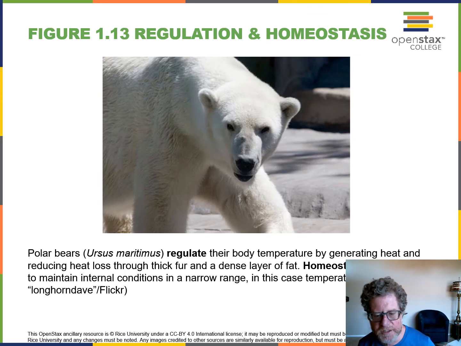Regulation and homeostasis are closely related. So homeostasis is just having processes in balance. And the way living things get processes in balance is by regulation. So there are many things that are regulated in your body, your blood sugar, your pH. In this case, the illustration is temperature. How do polar bears stay warm? And they say, of course, they're generating heat, they're warm-blooded, but they also have a lot of fat and a lot of fur, and that keeps them warm.